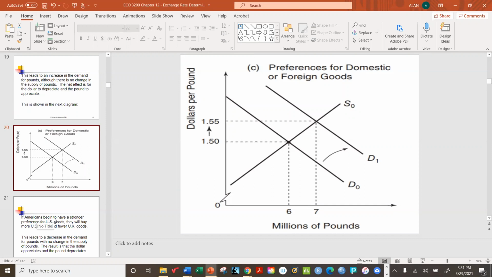Now, obviously, as you can probably guess, if the reverse happens, if Americans suddenly decide that they're tired of British goods and they want to buy more American goods, then the reverse would happen. The demand curve would shift to the left, and we'd end up with a stronger dollar. But again, you notice there's no change in the supply of pounds because that's coming from the British. Their tastes haven't changed. It's American tastes that have changed. That's why this is happening.